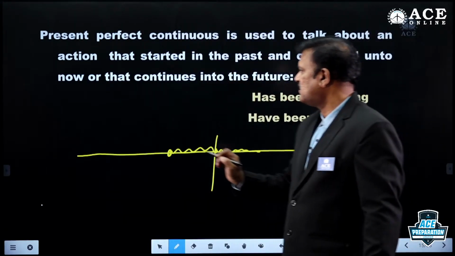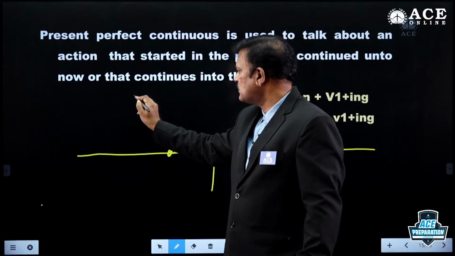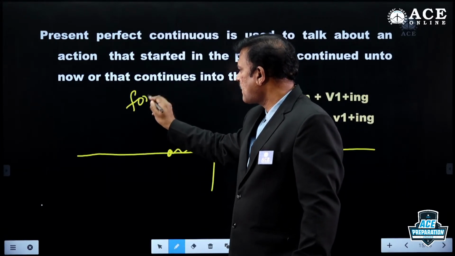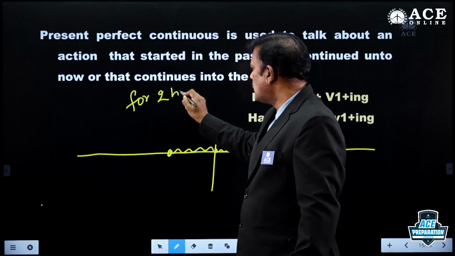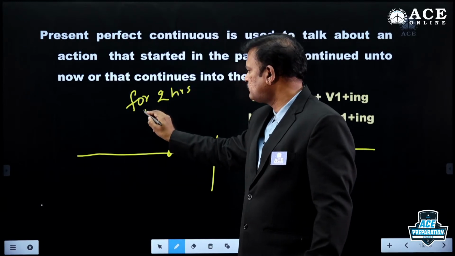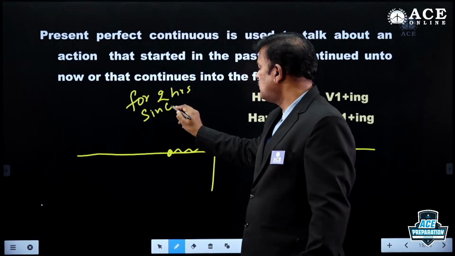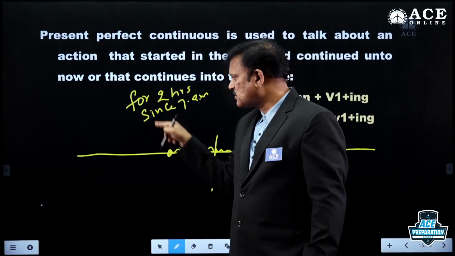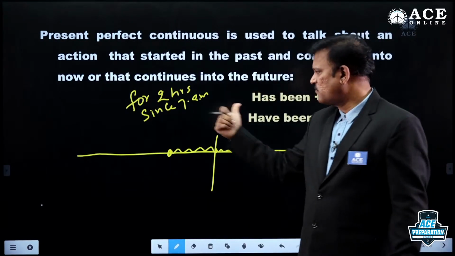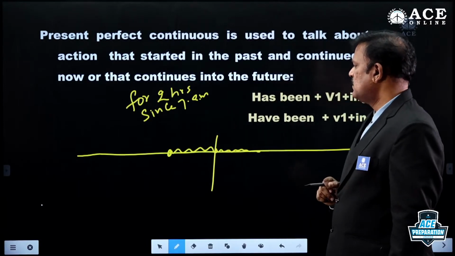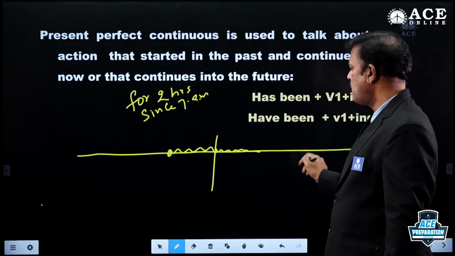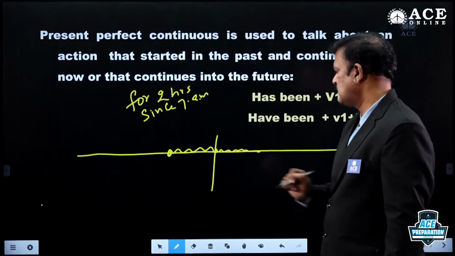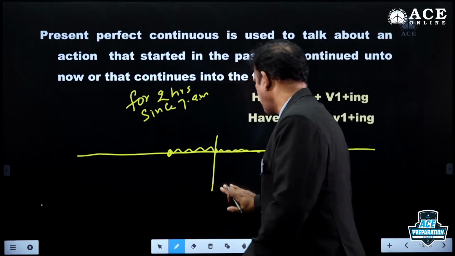Then I generally use, guys, "for", let us say, 2 hours. There is also one, "since 7 a.m." We'll talk about the difference between these two later, but first focus on the action part. If this is the situation, my expression should be like this. See here.